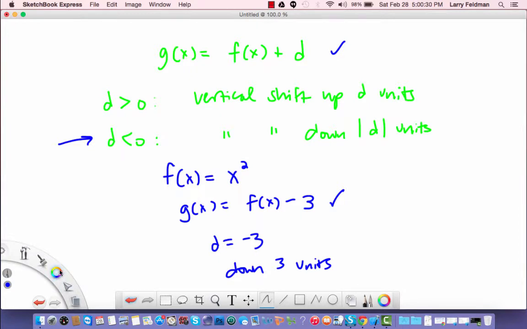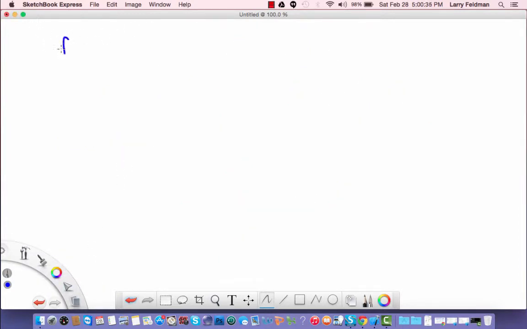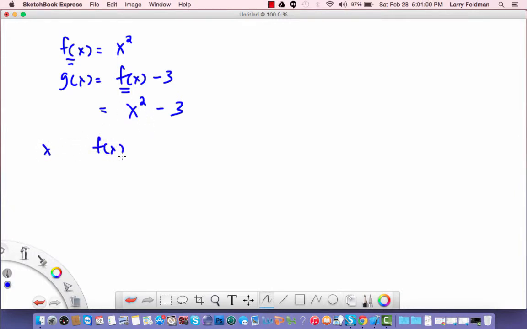Okay, so let's graph this. We have f of x equals x squared. G of x equals f of x minus 3. By substitution, that's simply x squared minus 3, since f of x is equal to x squared, we just sub it right in. We can make a table, as usual, like so.